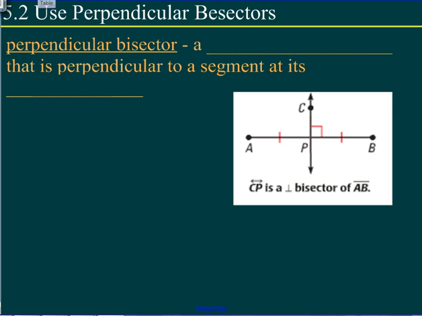All right. So the first vocab word we have is a perpendicular bisector. A perpendicular bisector is a segment, ray, or line that is perpendicular to a segment at its midpoint. So for example, CP is the perpendicular bisector of AB, which makes AP congruent to PB. So it makes these two segments congruent.